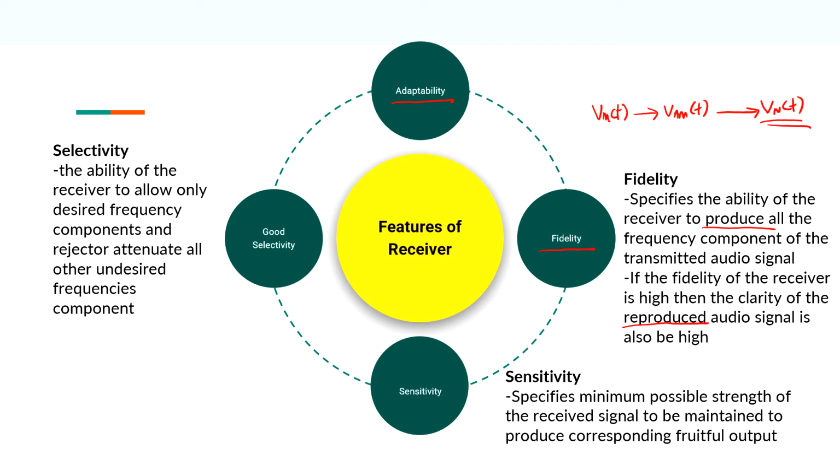And then it should have sensitivity, which specifies the minimum possible strength of the received signal to be maintained to produce a corresponding useful output. And the last one is selectivity, which is the ability of the receiver to allow only the desired frequency component and reject or attenuate all other undesired frequency components.